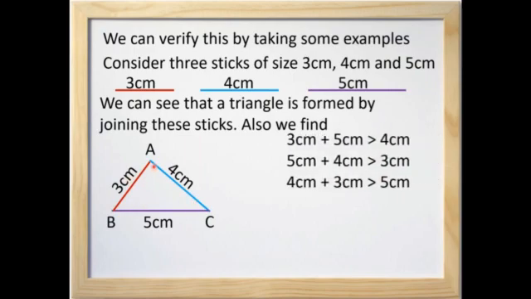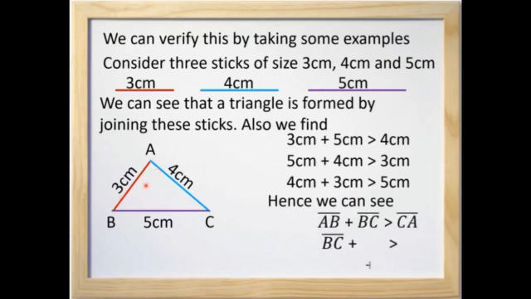What is this property? This property states that the sum of the lengths of any two sides should always be greater than the third side. Now consider side AB and side BC in this triangle ABC.